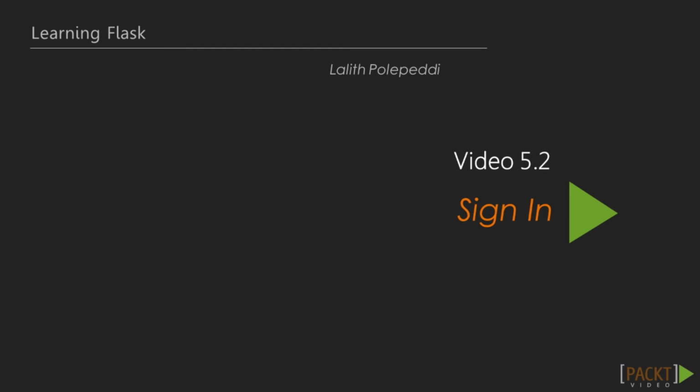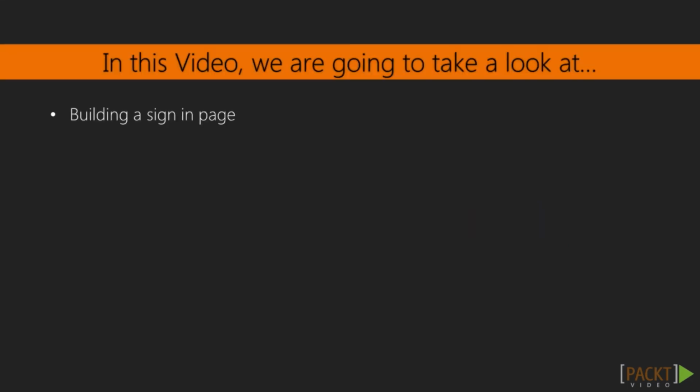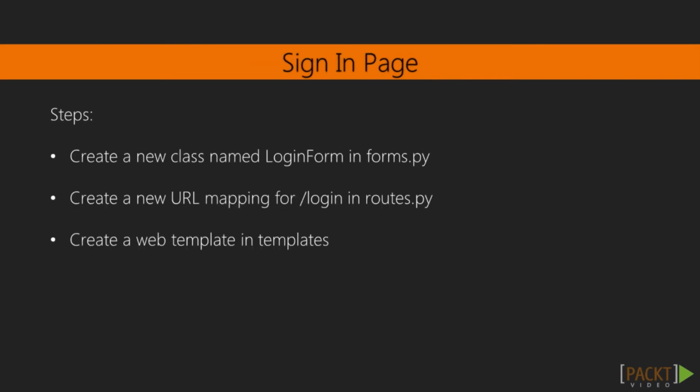We built the sign-up page in the previous section. Let's move on to the second topic and build a sign-in page too. This is very similar to the sequence of steps we used to create a sign-up page. So there are 3 things we need to do here. First, create a new class named LoginForm in forms.py. Second, create a new URL mapping for /login in routes.py. And third, create a web template in templates to create this form.